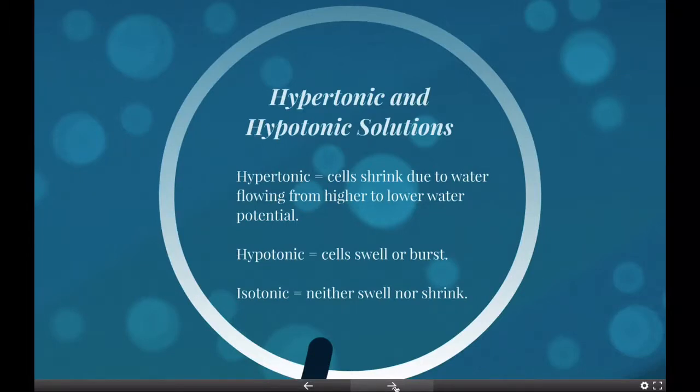In a hypertonic solution, cells shrink due to water flowing from a higher water potential to a lower water potential. Cell shrinking is referred to as plasmolysis. In a hypotonic solution, cells either swell or burst. In an isotonic solution, they do neither. In an isotonic solution, the concentration of the solutions inside and outside the cell are equal.